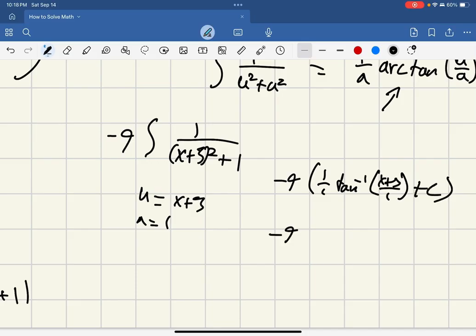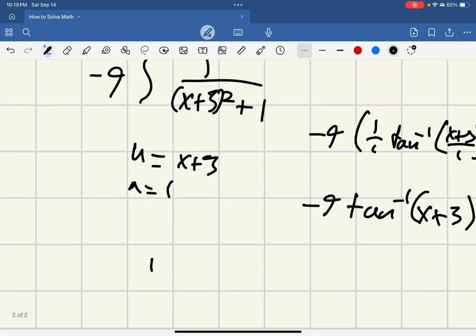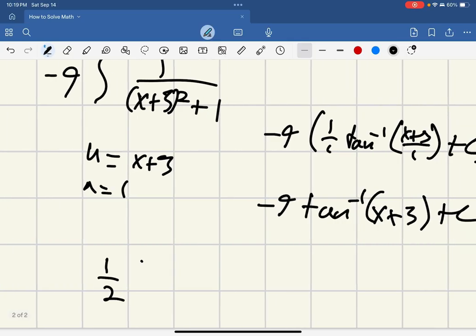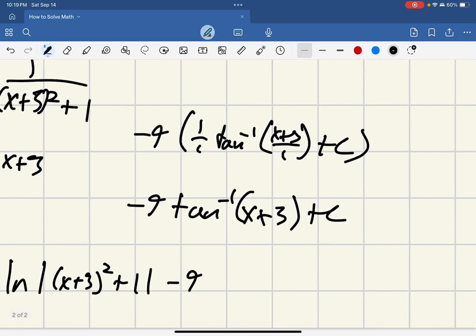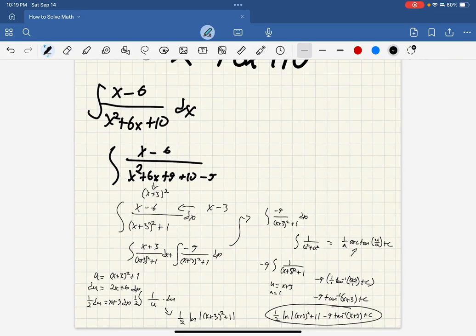So this is just going to be negative 9 arctan x plus 3. Sorry, actually, I don't need to write over 1. x plus 3 plus c. So now let's combine both of our answers that we got. Let me write this down here. We got 1/2 ln of x plus 3 squared plus 1 minus 9 arctan x plus 3 plus c. This should be our answer.